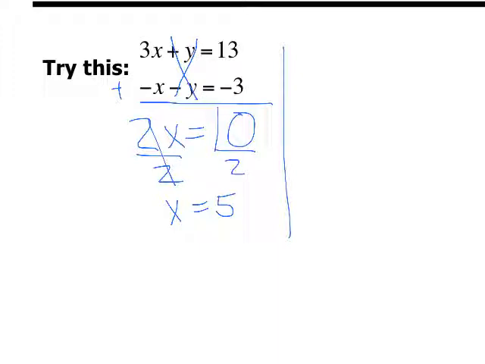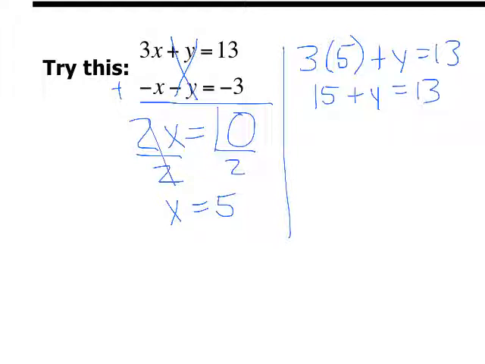So now I'm going to use one of my two original equations. I like the top one because there's no negatives, so I have 3, the x value is 5. That's what I just found on the other side. Plus y equals 13. So now I just solve for y. So 3 times 5 is 15, plus y equals 13. An opposite operation. Subtract 15 from both sides, and I get y equals negative 2.